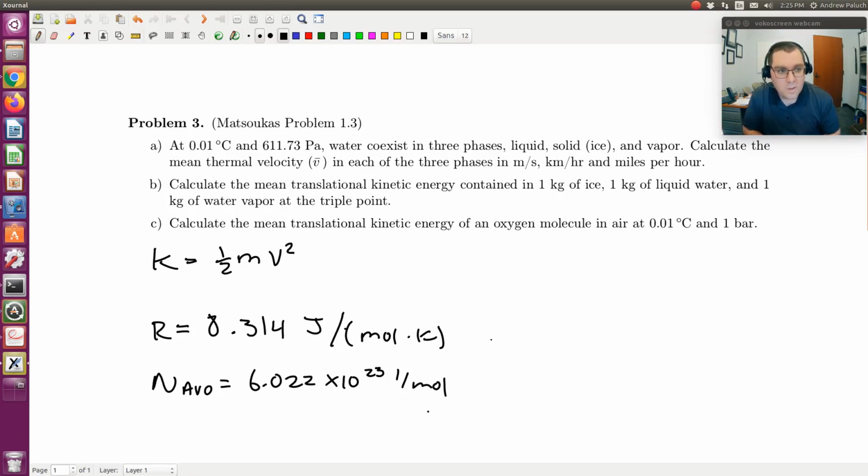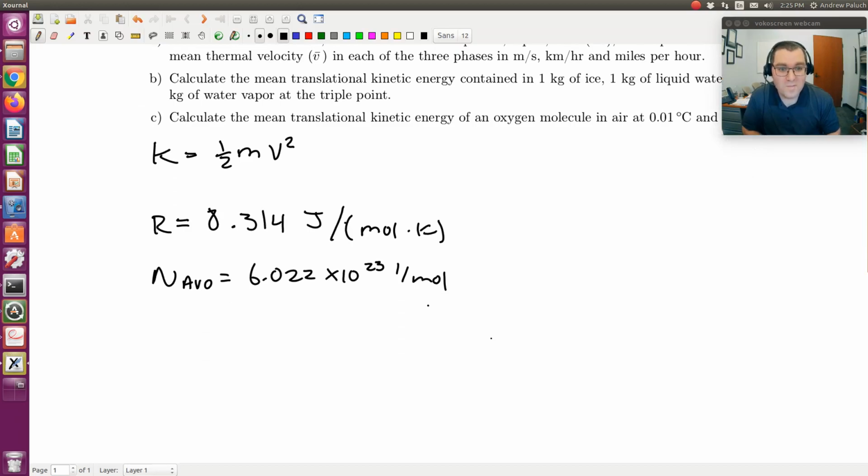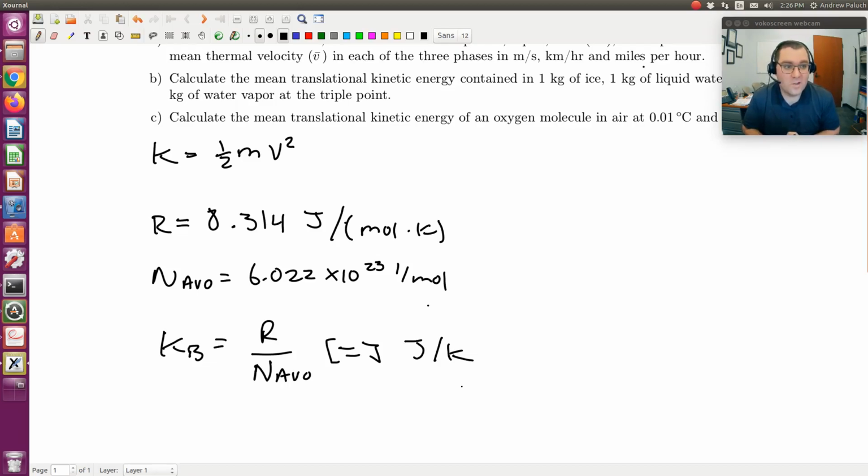So R is my molar gas constant. Kb is my molecular gas constant. So how do I go from one to the other? Well, Kb is going to be defined as R divided by N Avo, because N Avo has units of inverse moles. So 1 over N Avo has units of mole, and if I divide R by N Avo, the units of moles cancel. So R divided by N Avo gives me my molecular gas constant, which is just going to have units of joules per Kelvin. And that's all there is to it.